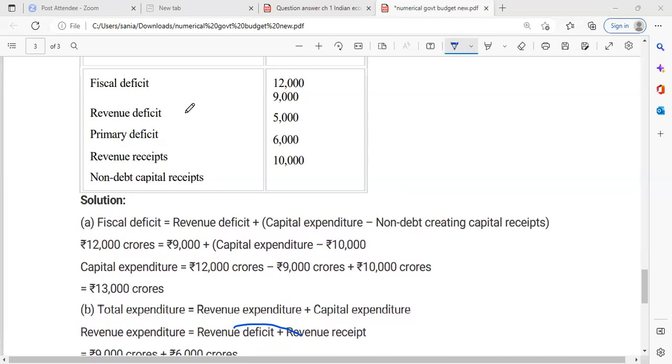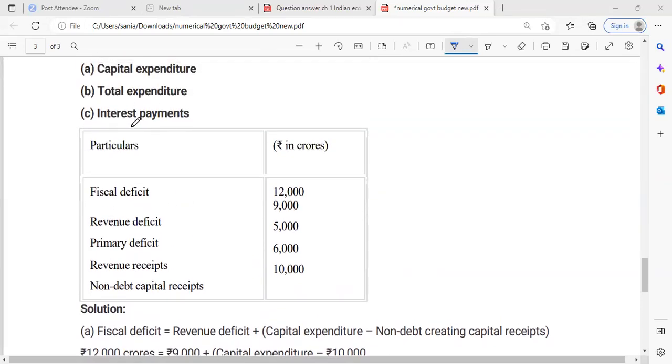Yes, 12,000 that is. Then primary deficit is also given. You have to find the interest payment. Through primary deficit formula, you will find the interest payment, na Shimza? Okay, where is primary deficit? Oh, okay. Oh, I didn't see. Okay, right. Yeah, I'm sorry, ma'am. No issues.